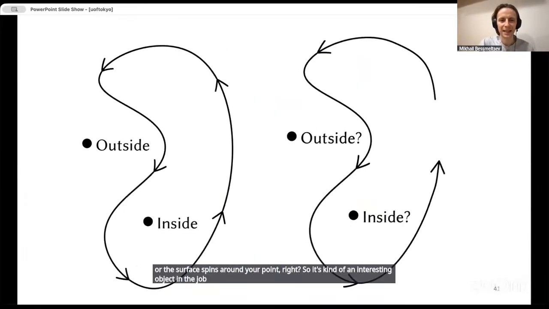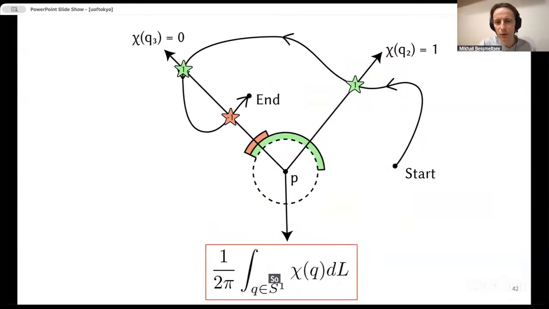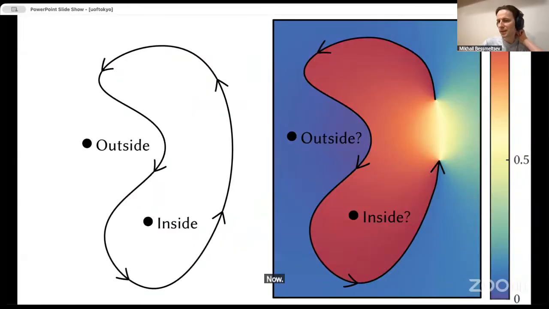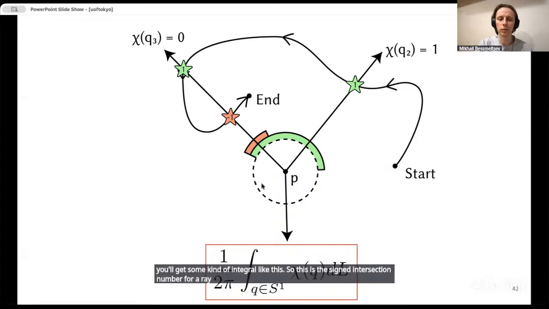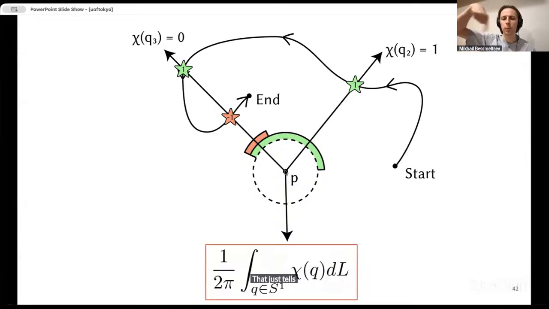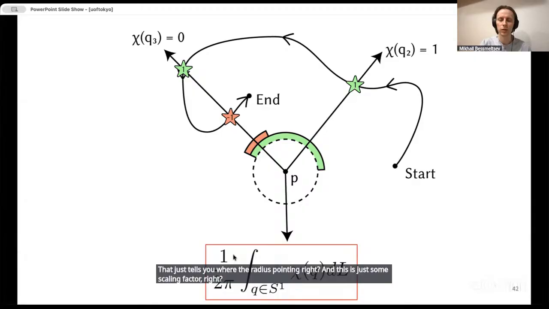Now let's think about how to compute this well. If we write down this definition of averaging all the signed intersection numbers, you'll get an integral like this. This is the signed intersection number for a ray, and then you average over a little circle that just tells you where the ray is pointing, and this is just some scaling factor, to compute a pure average.